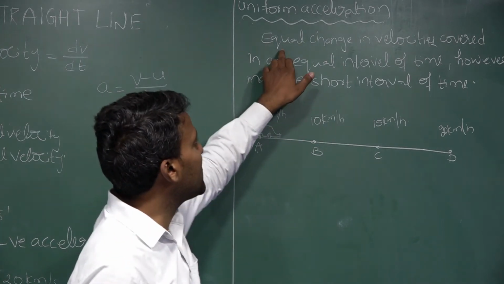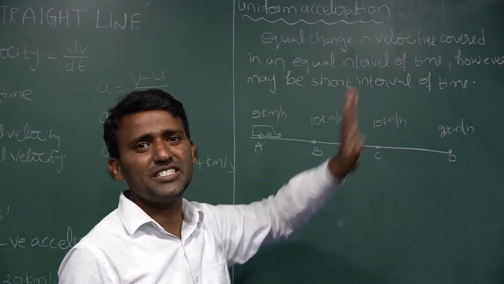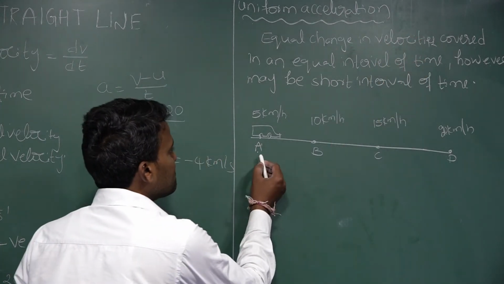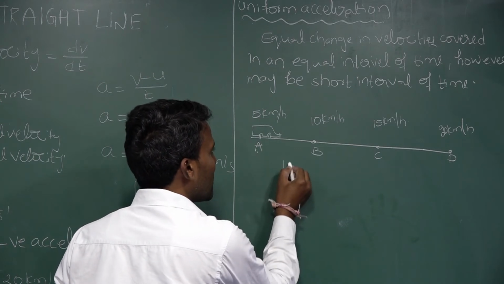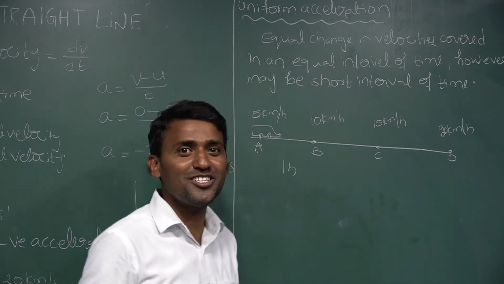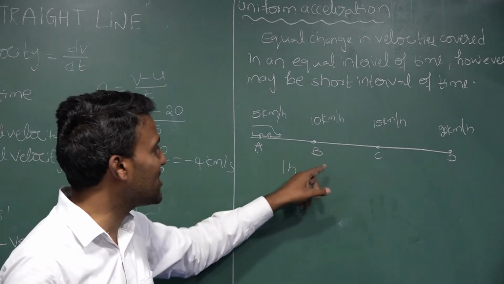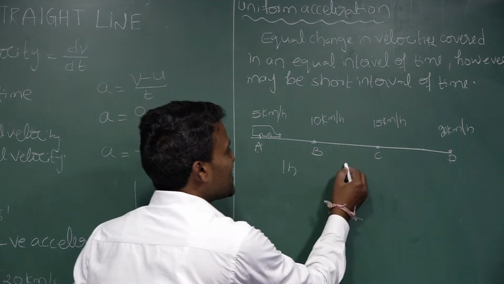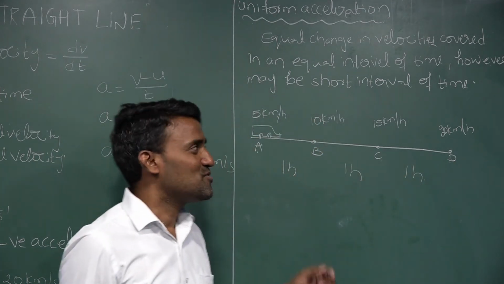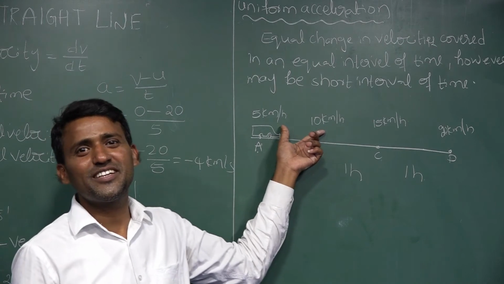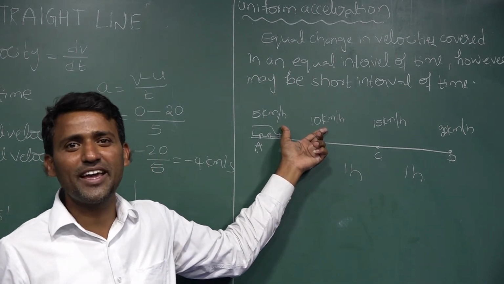Now, equal change in velocities covered in an equal interval of time. From A to B, for example, I am taking 1 hour. It is a large time, but for your understanding I am just giving the example. A to B is 1 hour, B to C is 1 hour, C to D is 1 hour. The change from 5 to 10 km per hour would in reality take a small interval, 1 or 2 seconds.